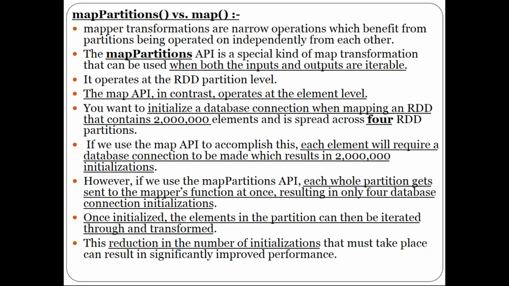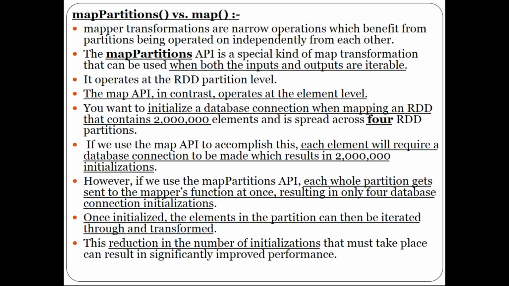Now, that is the difference between the partitions allocation at element level and partitions allocation at RDD level, how the elements are read in map API, and how transformations are read in map partitions. Hope you are all aware of this complex logical difference. If you are not clear, let me know. I will not move forward.